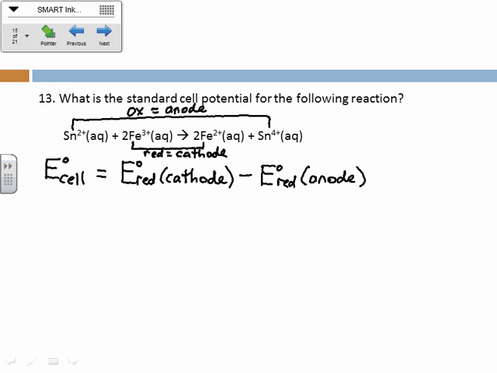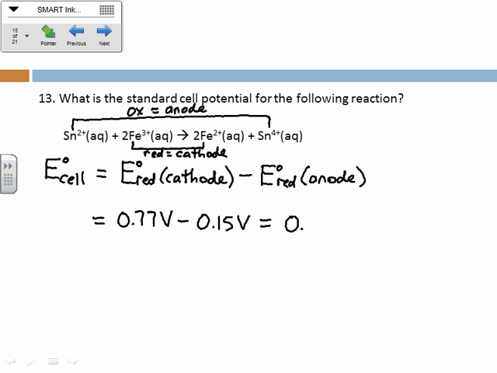So now that we know our cathode and anode half reactions, we can just look those up on our chart. The reduction potential for the cathode here, iron 3+ going to iron 2+, let's see, 0.77 volts, minus the reduction potential of the anode, which is the Sn, that would be Sn4+ going to Sn2+. It's 0.15 volts. Subtract those two from one another, and you will get your voltage.